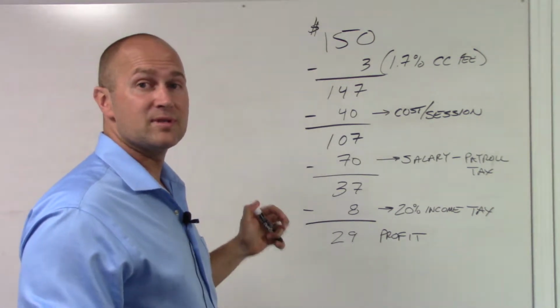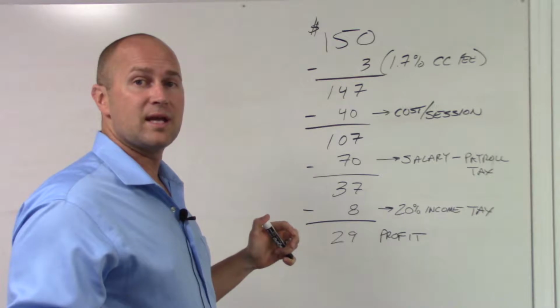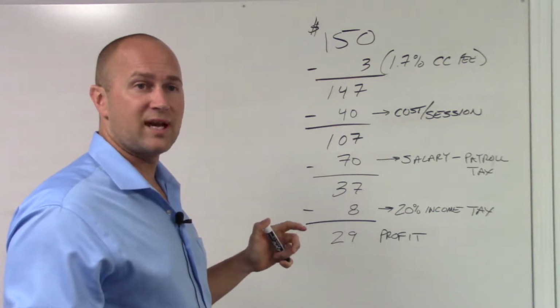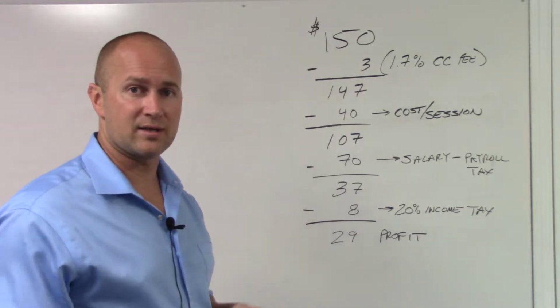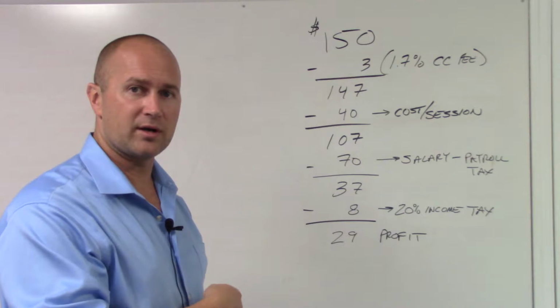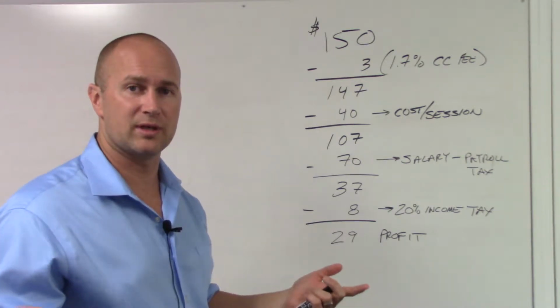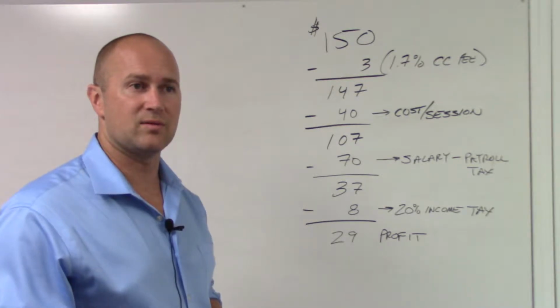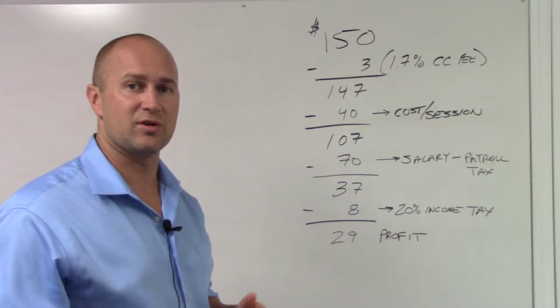Now what happens in the business that gets taken out of this $150 that warrants how much you can pay yourself? Okay, so for example, someone comes in, you swipe the credit card, it's $150 going into the company business. Now what dictates how much you can pay yourself?